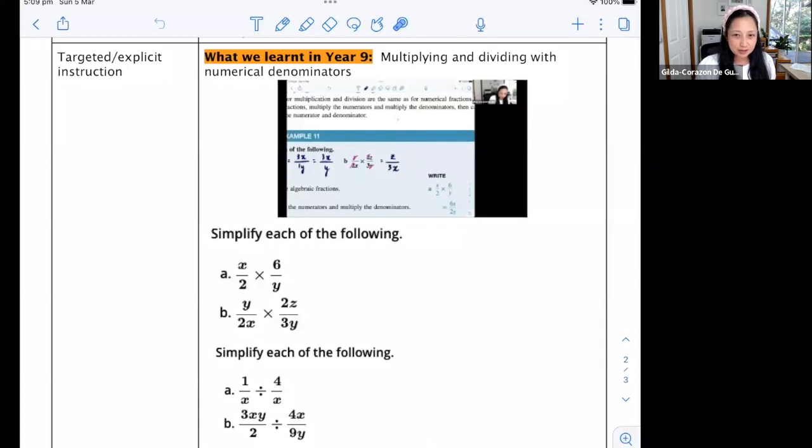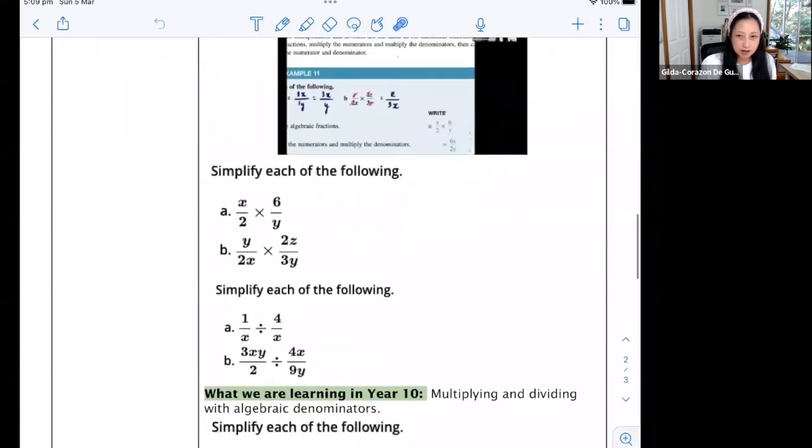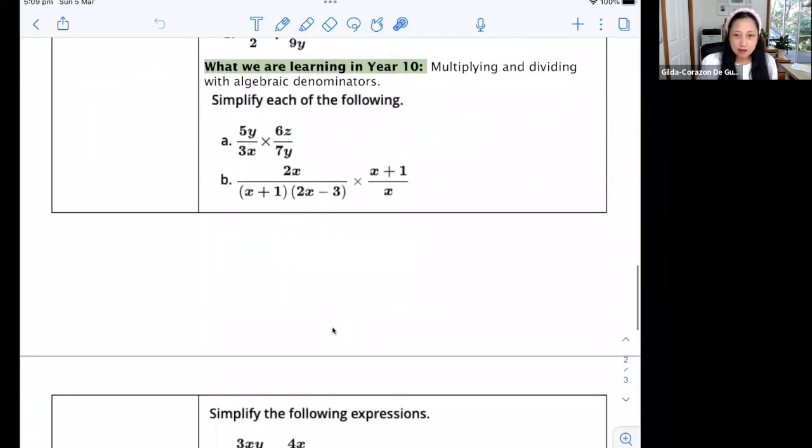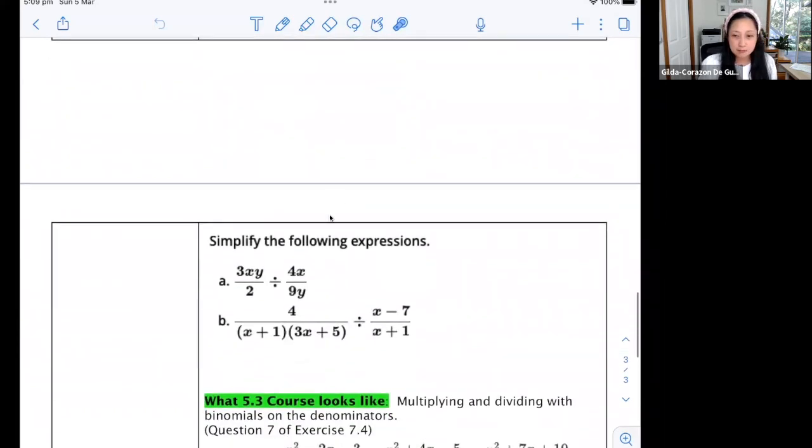Okay, so let's have a look at what we learned in Year 9 for this one here. If you notice, you've got here the fractions that you multiplied and divided in Year 9. Let's have a look at what we will be doing this year. Well, it looks like we've got a few other ones that would look a bit more complex, only because it would involve some binomials there, right? The same thing with the ones that we want to do with division.